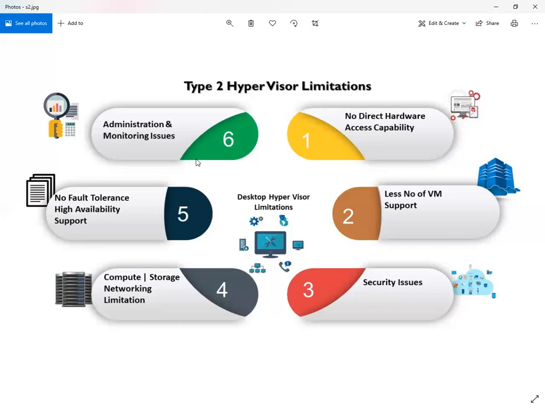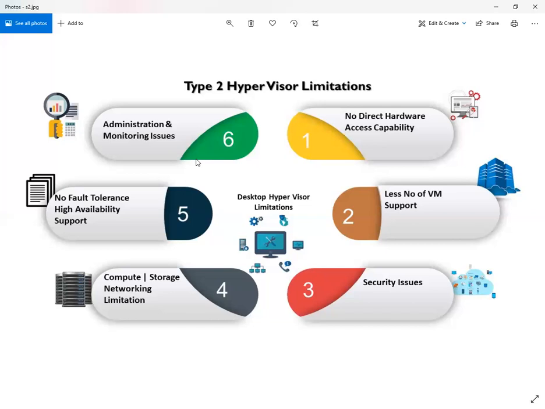And at number 5, you can see there is no fault tolerance and high availability support with the Type 2 hypervisor. And at last, there are no central administration and monitoring tools available with this type of hypervisor.